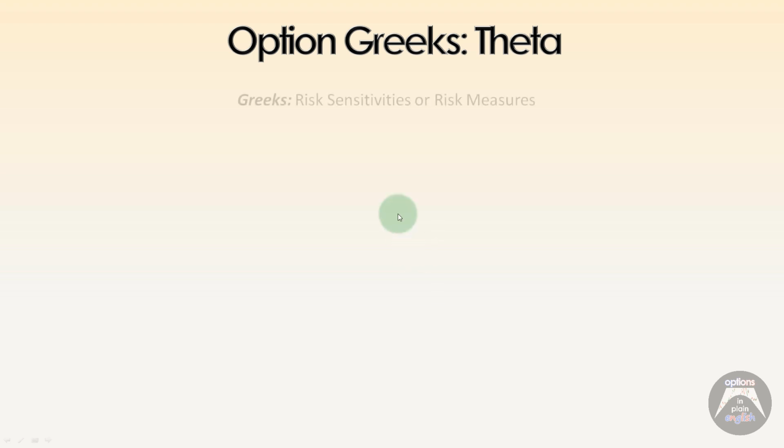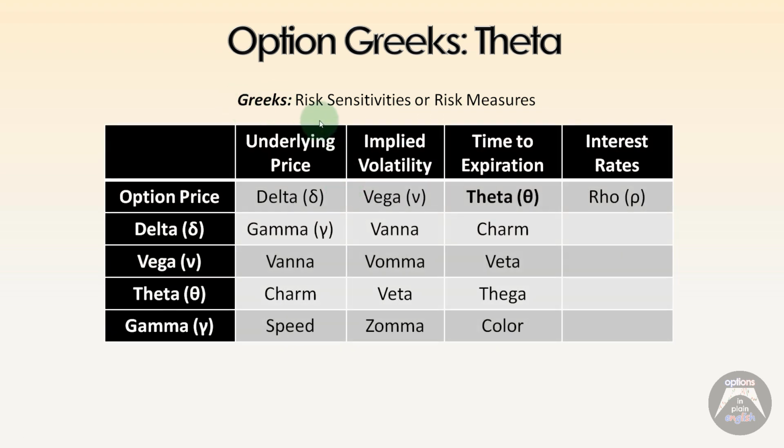We're going to start by talking about Greeks. And Greeks are risk sensitivities or risk measures. What this means is the Greeks help us understand what the risks are to a certain option position. For example, if we talk about delta, which is the one that we already looked at, delta measures how the underlying price affects the option price, how much the option price changes as the underlying price changes. In this case, we're going to start talking about theta, which is a measure of how much the option price changes as time to expiration changes or as time passes.